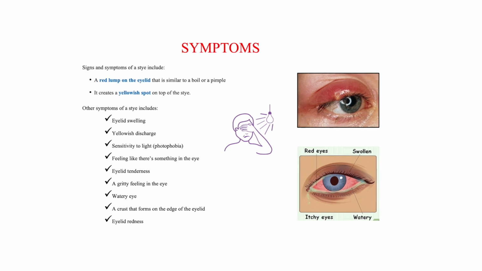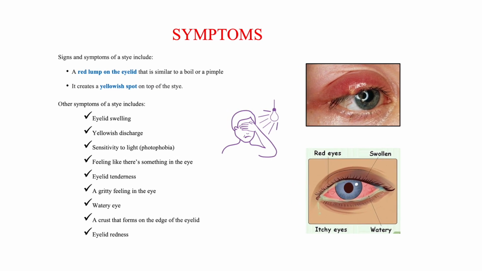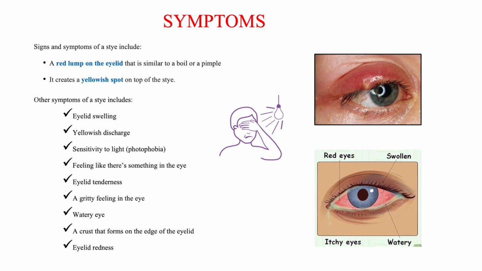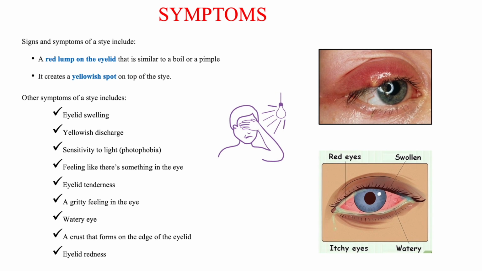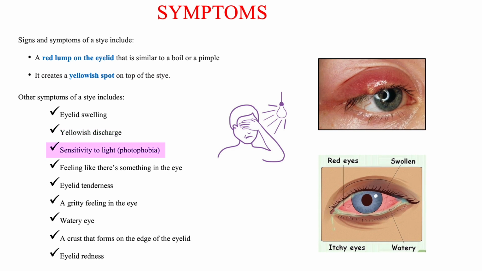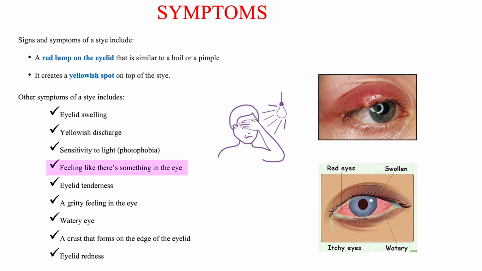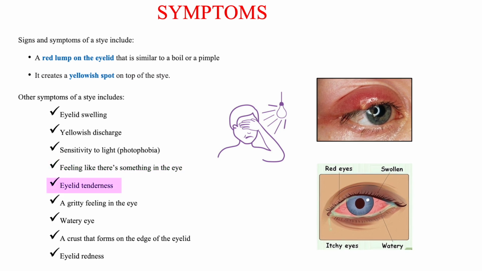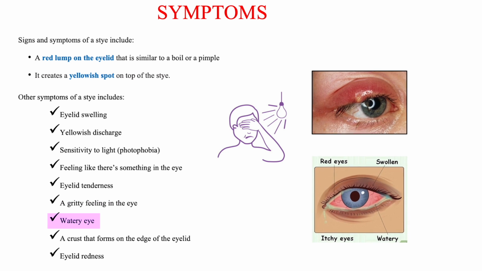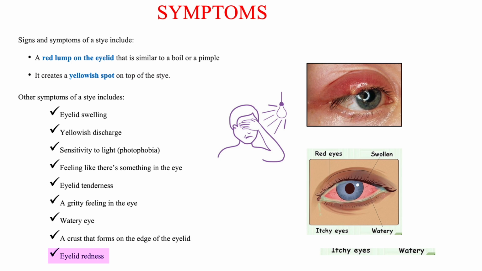Like a pimple, the pus produced by the infection within the stye usually comes to a head. It creates a beige or yellowish spot on top of the stye. What are the other symptoms? Eyelid swelling, yellowish discharge, sensitivity to light or photophobia, feeling like there's something in the eye, eyelid tenderness, a gritty feeling in the eye, watery eye, a crust that forms on the edge of the eyelid, and eyelid redness.